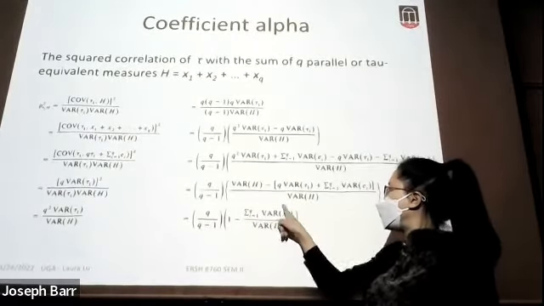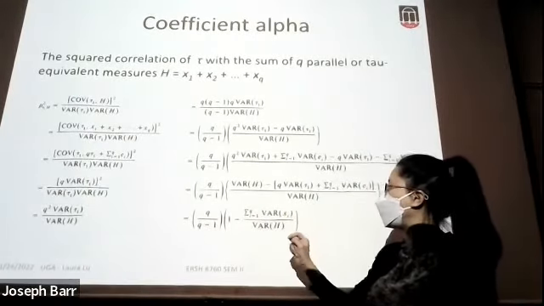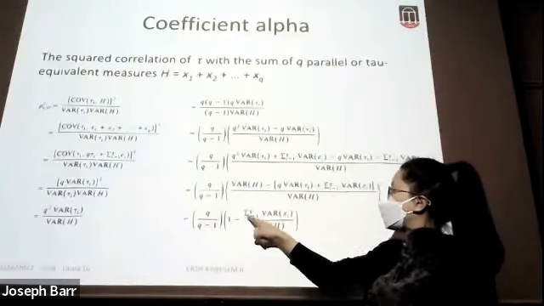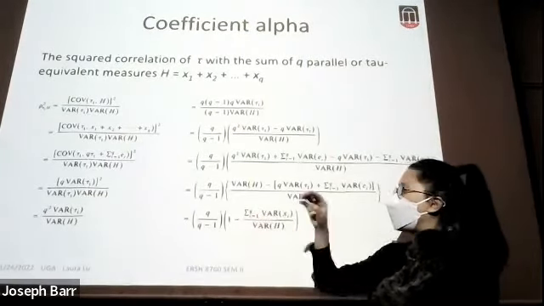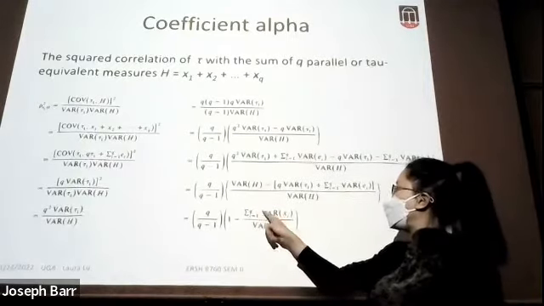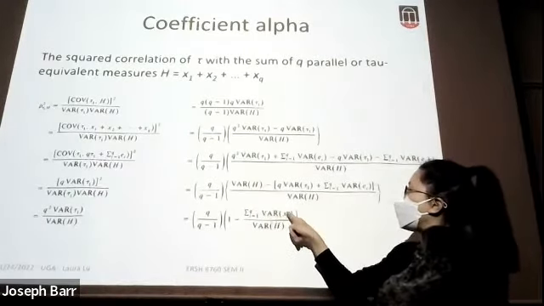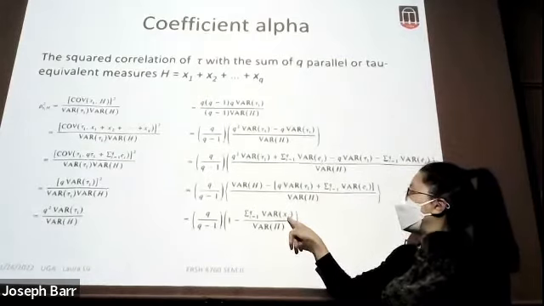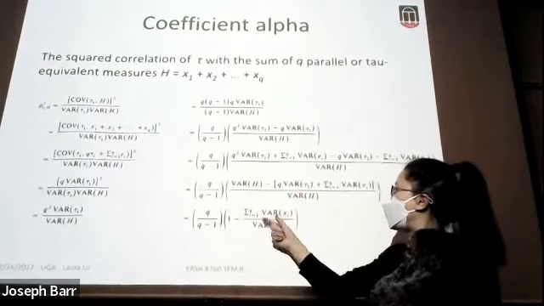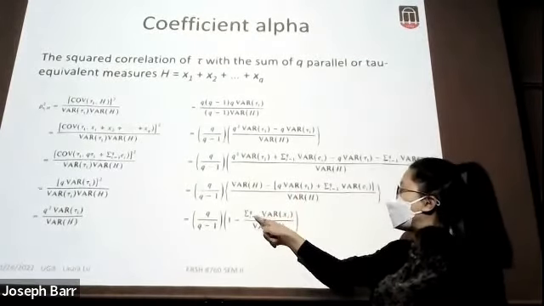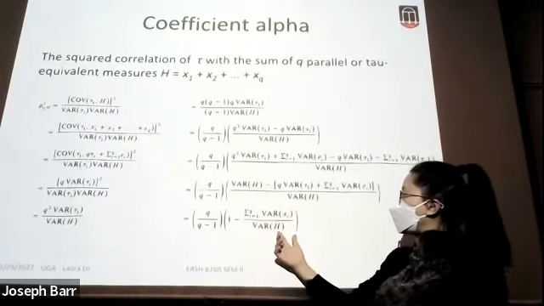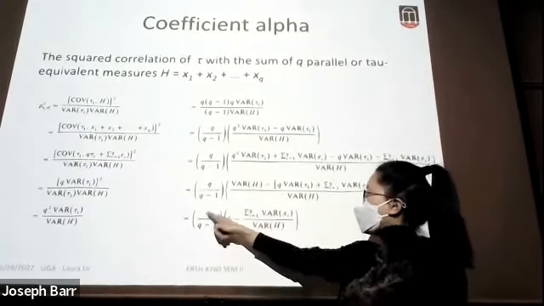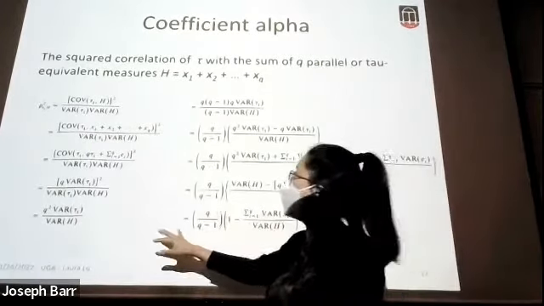So what is the top part? It's a sum, sigma, sum of i equals 1 to Q, 10 items. For each item, what is the variance? This x i is each item. For each item, what is the variance? That gets the sum of each variance over the variance of the sum score. Okay, 1 minus this ratio, times this constant, is the reliability.